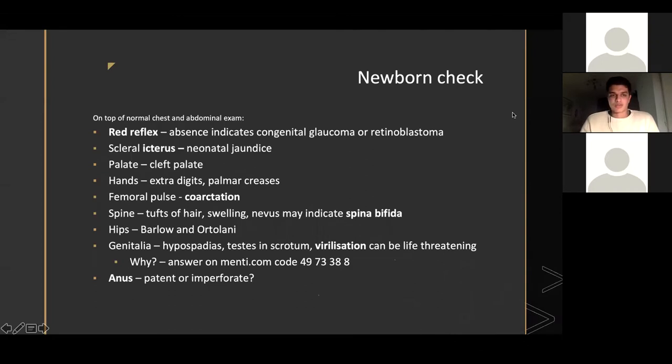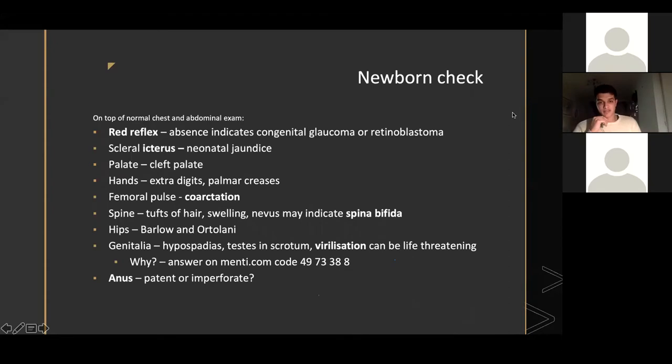Okay, let's have a look. So which life-threatening condition can female virilization be the first sign of? Renal agenesis, hypothyroidism, Potter's, congenital adrenal hyperplasia, or neuroblastoma? And good, 70% of you got that right.